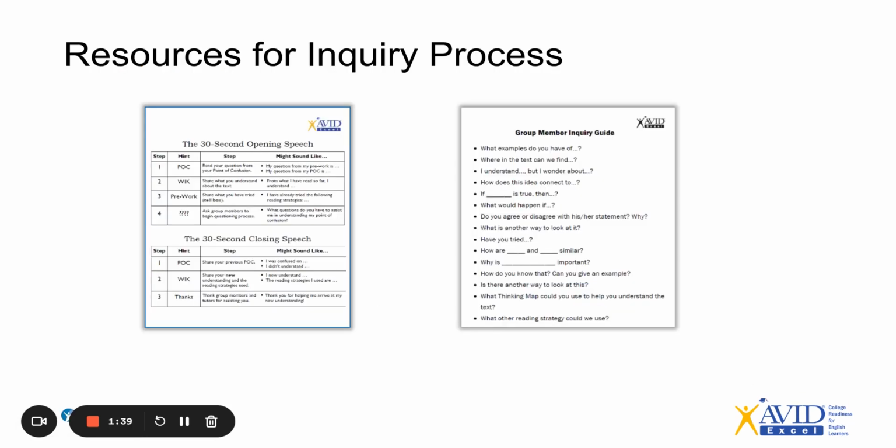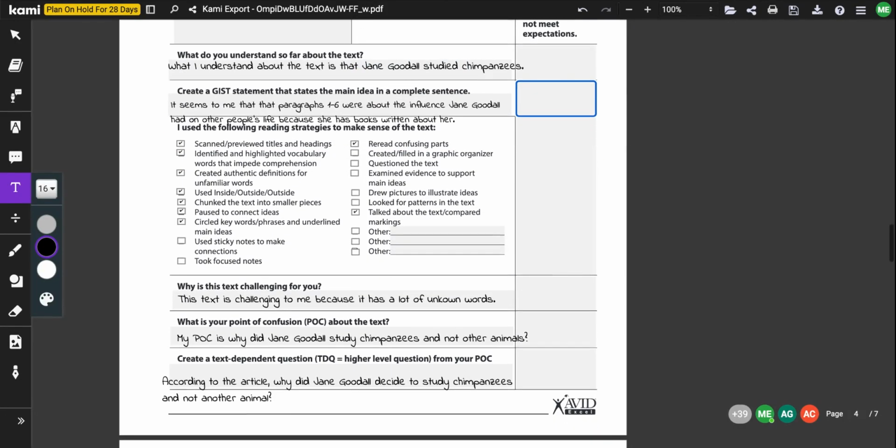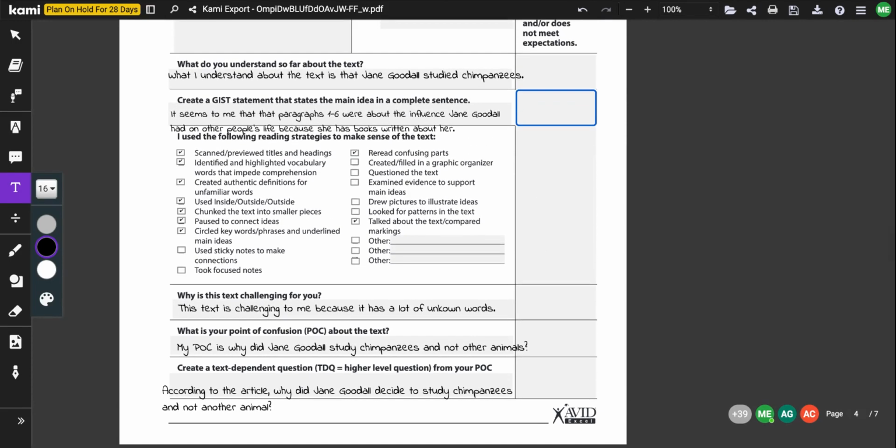Now, these are some of the resources I will be using. We have the 30-second opening speech and the 30-second closing speech, as well as a group member inquiry guide. These are just some questions that you can use when the presenter has written their TDQ, and these are some of the questions that the group members can ask. Remember, throughout the scholar group process, make sure you have your scholar group request form ready to rock and roll.